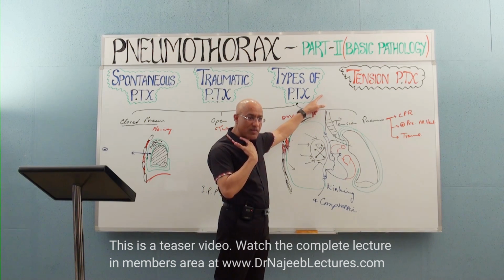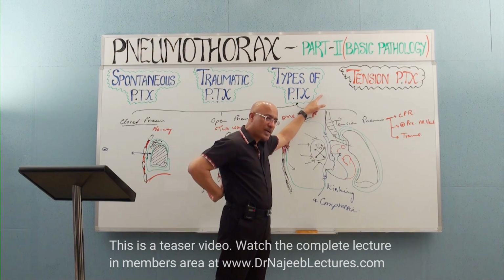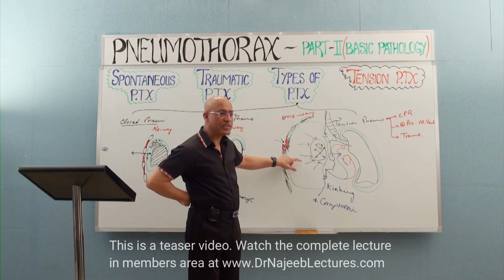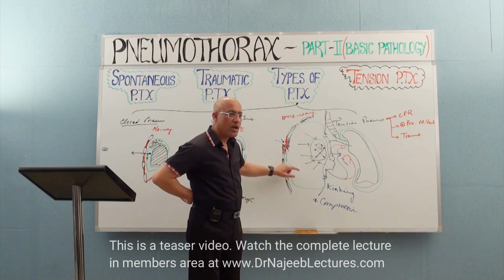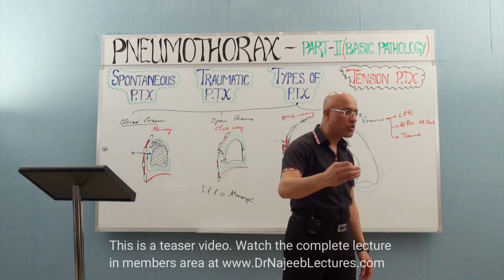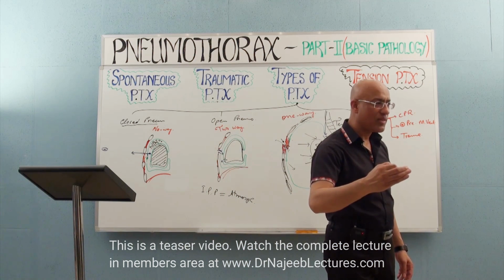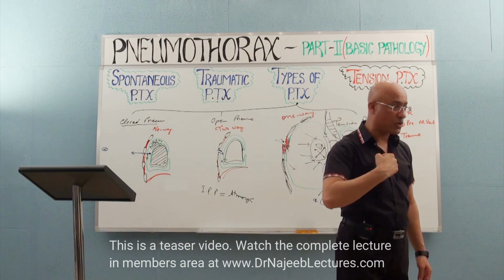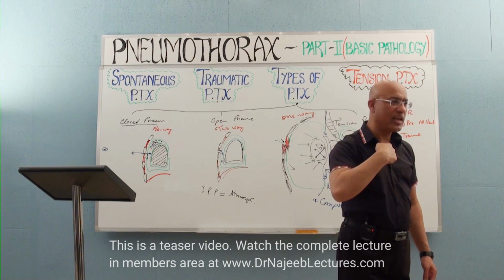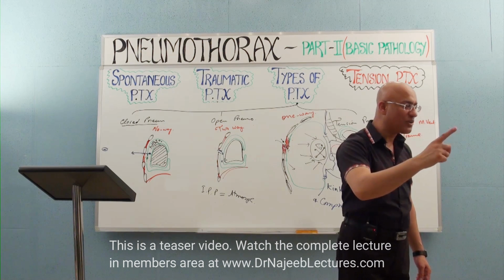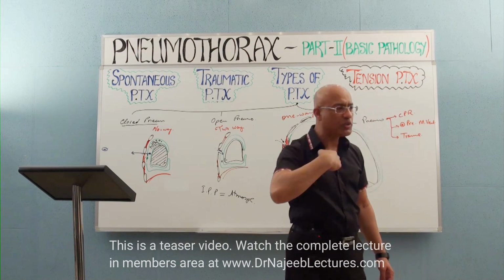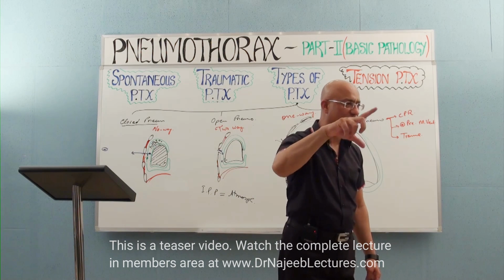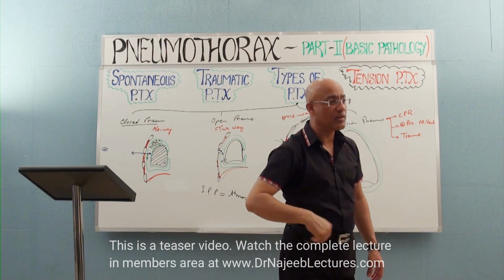Is that right? Not bad so far. Immediately you percuss, hyper-resonant note, right? You auscultate. On the affected side, absent breath sounds. Forget about everything. Immediately go for a wide bore needle, right? Wide bore needle in the second intercostal space, mid-clavicular line on the affected side. Push the needle in. If your clinical diagnosis was right, the moment you push the needle in, air will come out hissing under pressure. Diagnosis is confirmed.